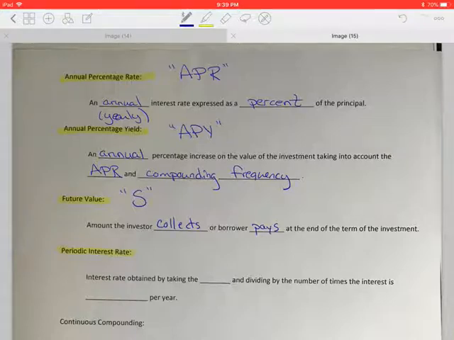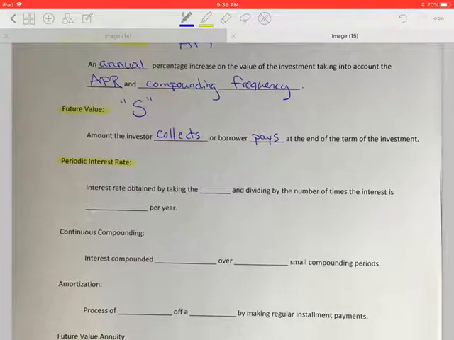All right, now we have the periodic interest rate. This one's one of the trickier things that we do. This one's a little i. We'll see in our formula chart that the periodic interest rate is R divided by M. Now we've already seen R, that's going to be the interest rate. And then M is going to be the number of times compounded per year.